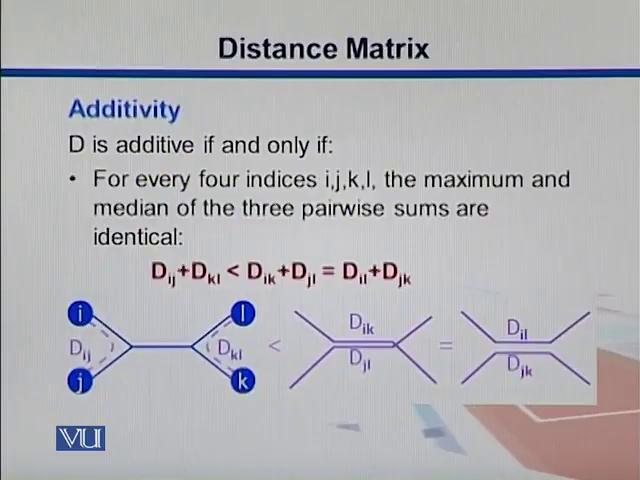For every four indices i, j, k and l, we see them over here as leaves from these trees. The maximum and the median of the three pairwise sums are identical. So we have dij plus dkl, the distances on the sides, which is less than dik plus djl, which are the distances on the diagonals, and which is also equal to dil plus djk. We see this in the third scenario towards the right bottom of this slide.